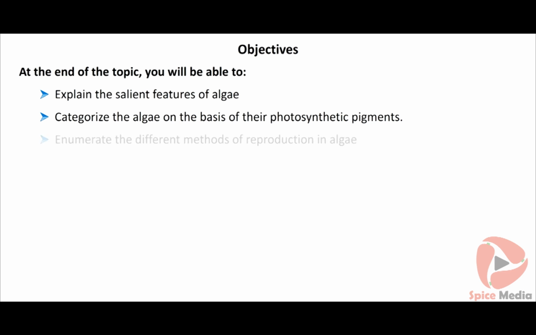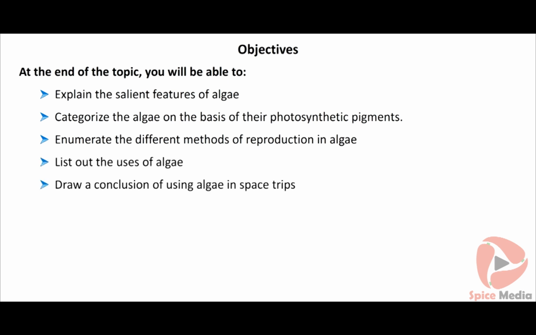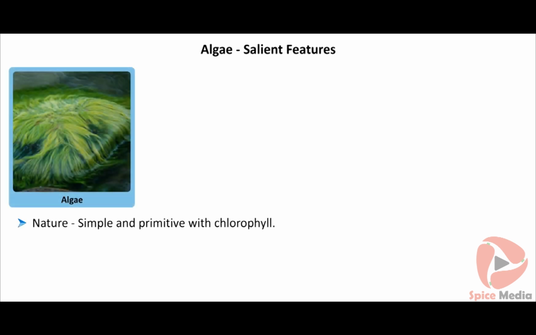At the end of the topic, you will be able to explain the salient features of algae, categorize the algae on the basis of their photosynthetic pigments, enumerate the different methods of reproduction in algae, list out the uses of algae, and draw a conclusion on using algae in space trips.